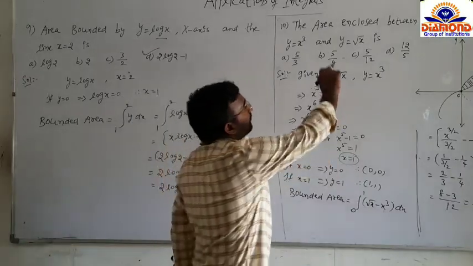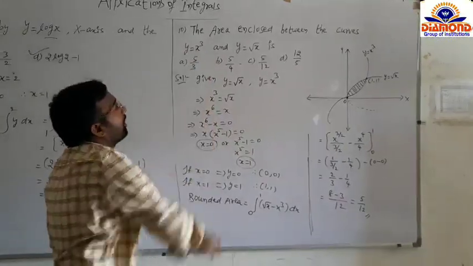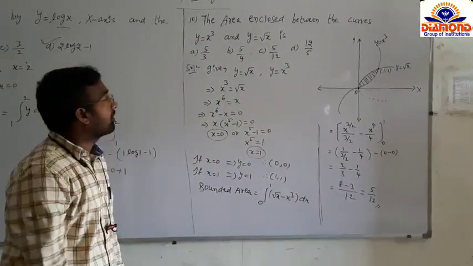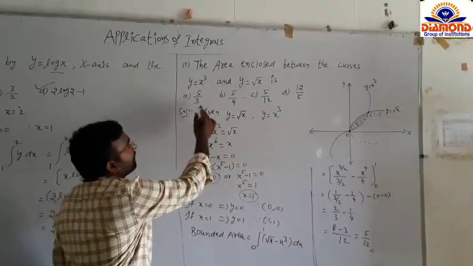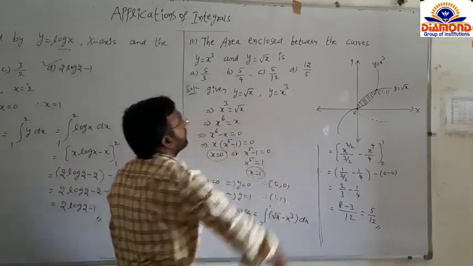The area enclosed between the curves y equal to x cube and y equal to root x is option A 5 by 3, option B 5 by 4, option C 5 by 12, option D 12 by 12.